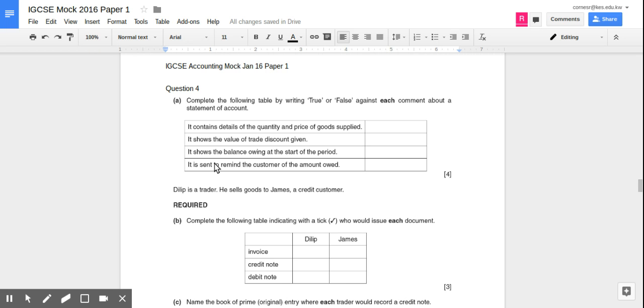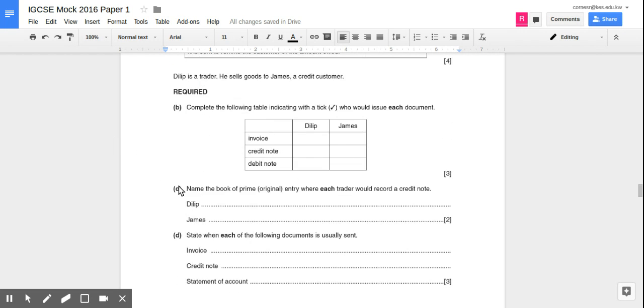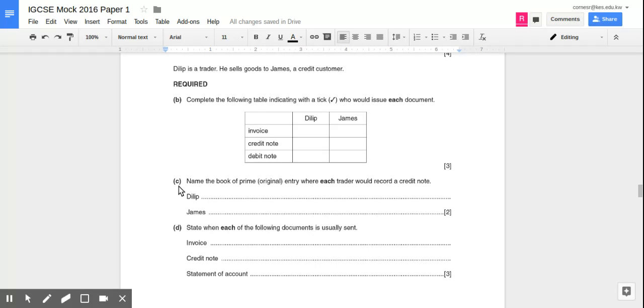False. It doesn't show any trade discounts given because the trade discounts given appear on the invoice, what appears as a figure after the trade discount. It shows the balance at the start of the period. Yes, it does, because it shows how much the customer owed as a first line. And it reminds the customers to send the amount owed. There's always a little bit at the bottom explaining about any cash discounts and how quickly the customer's got to pay those if they're going to receive the discount.